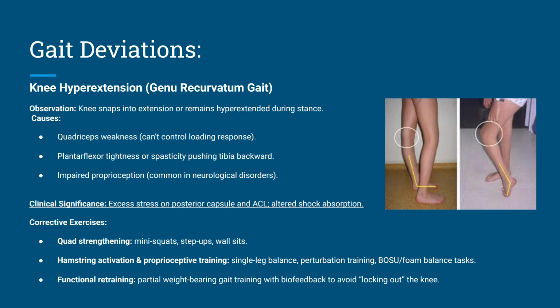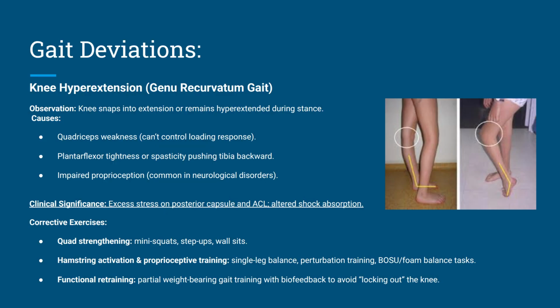The biomechanical mechanism: this is not just a quad problem, even though quads are involved. During loading response, the ground reaction force passes posterior to the knee, creating an external flexion moment. Normally, the quadriceps eccentrically control this. With excessive hyperextension, one of two things happens.